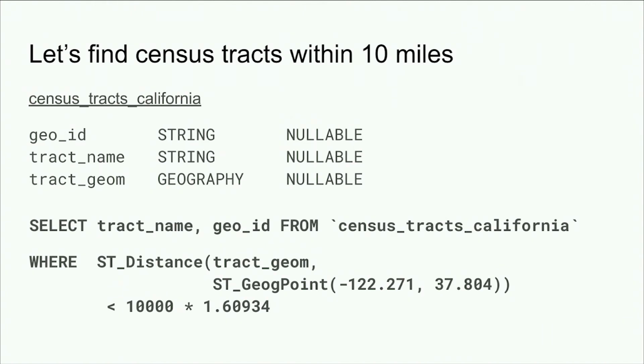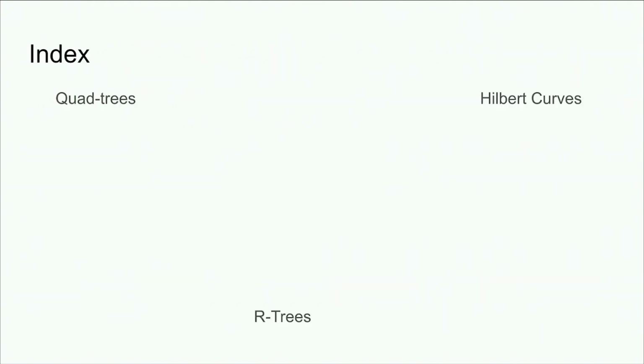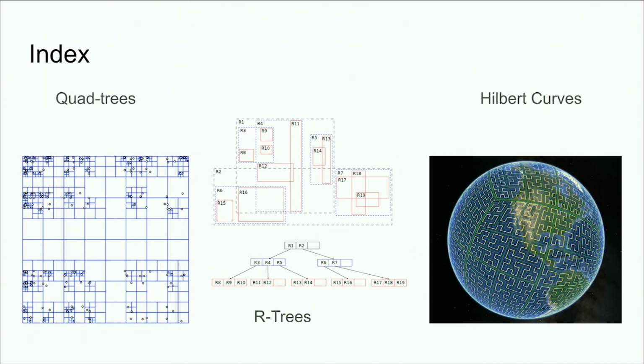How does your database execute that query? Just like with any other data, indices are important. And different databases implement indices in different ways. There are quad trees, there are R-trees, BigQuery uses Hilbert curves. But those indices allow the database to partition geospatial data and quickly find locations that are near specified points.